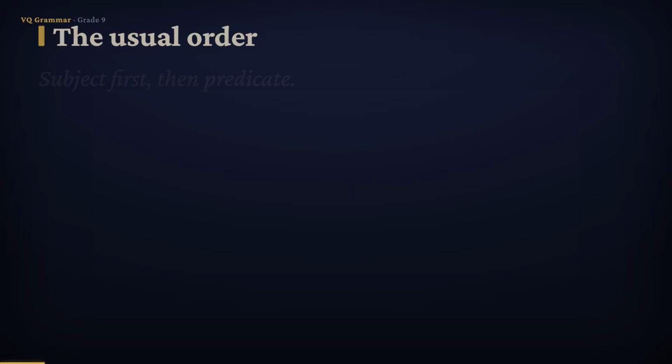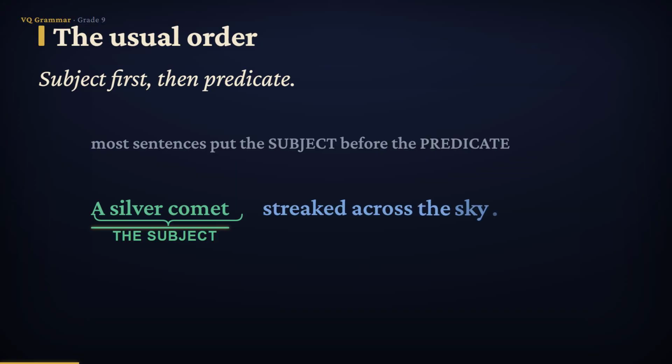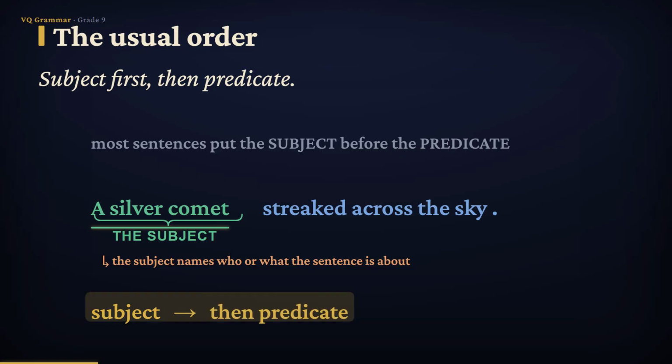Let's get started. Every sentence breaks into two parts, a subject and a predicate. And in most sentences, the subject comes first, before the predicate ever appears. Take this line: a silver comet streaked across the sky. The opening words, a silver comet, form the subject of the whole sentence. Then comes streaked across the sky, and that is the predicate, the part telling what the subject does. The subject names who or what the sentence is about, and here it sits right at the front. So keep the natural pattern in mind: subject first, then predicate.